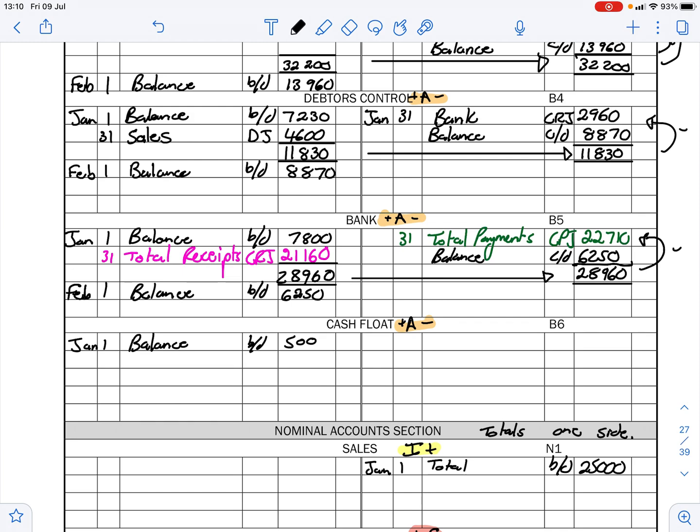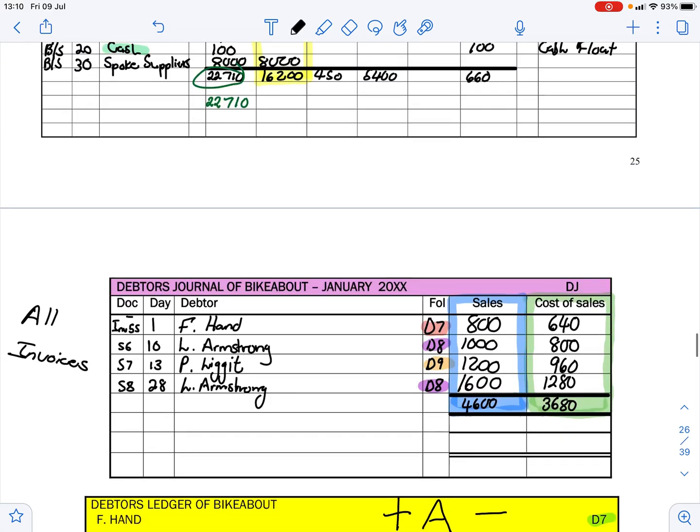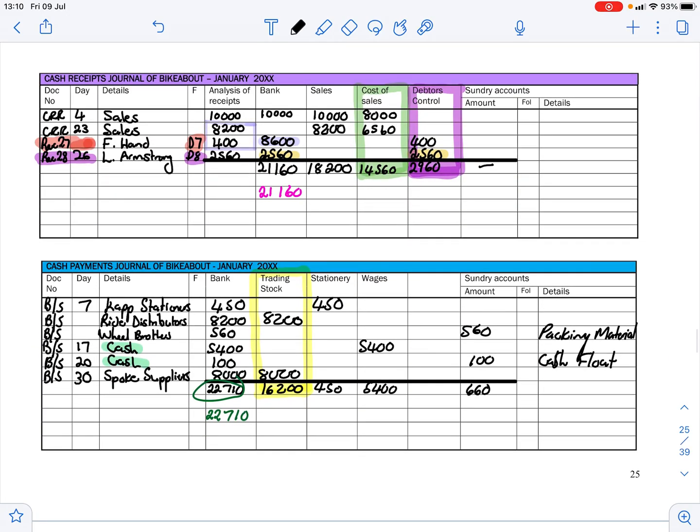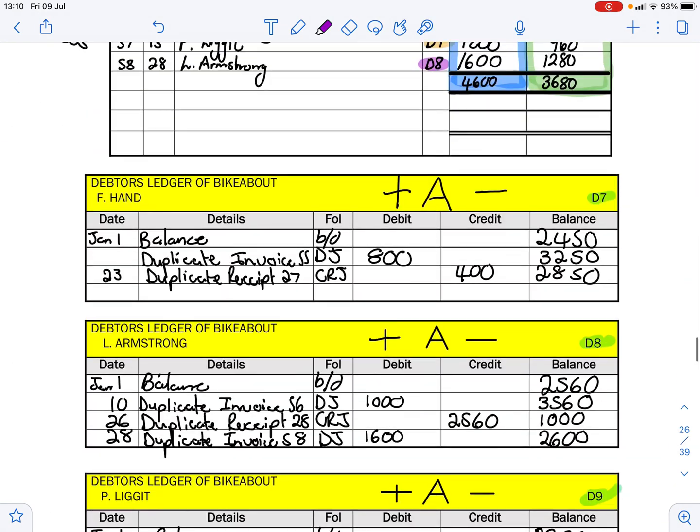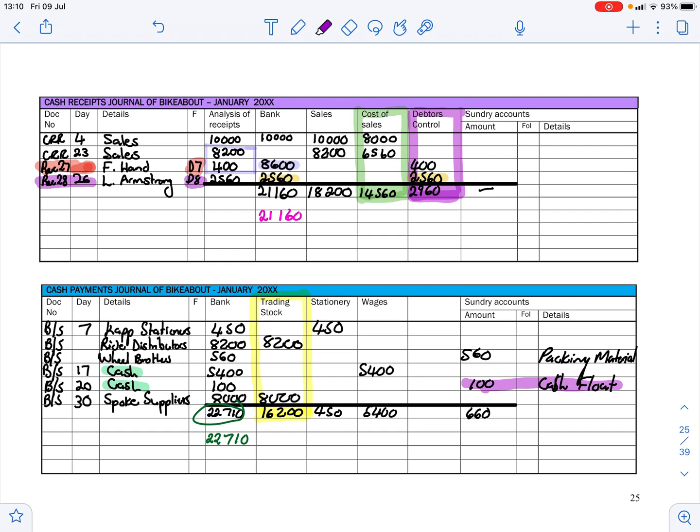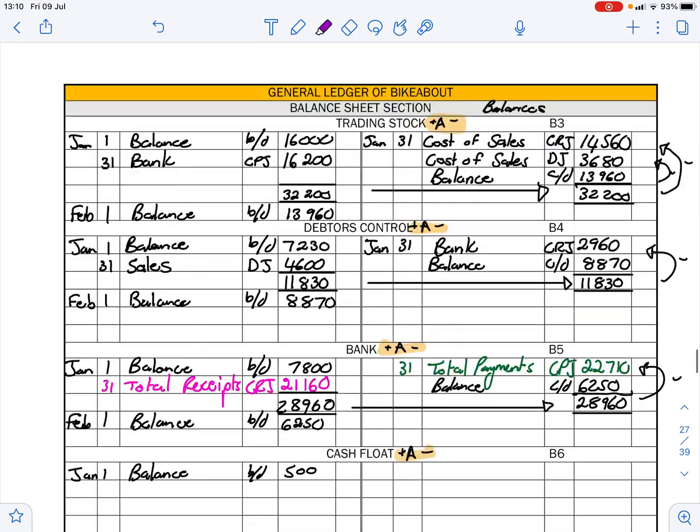Right, the last one that we look at in our balance sheet section is our cash float. And again, it's an asset that could potentially increase or decrease. Just scanning through our CRJ, there are no transactions regarding a cash float. However, we do have 100 rand for cash float on the 20th that appears in our sundry accounts. Now, it's in the CPJ, so we've withdrawn money from our own bank account to put in our cash float in our cash register. So there's a plus minus if we think about the accounting equation.